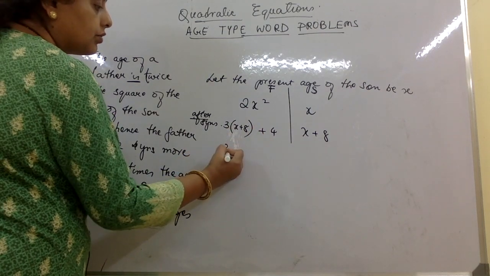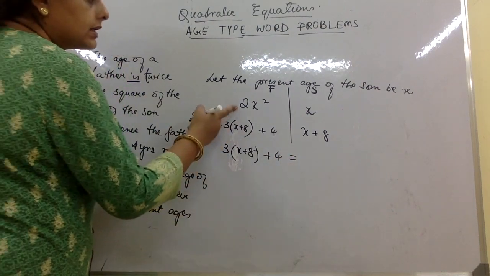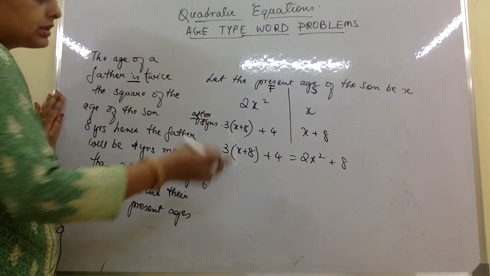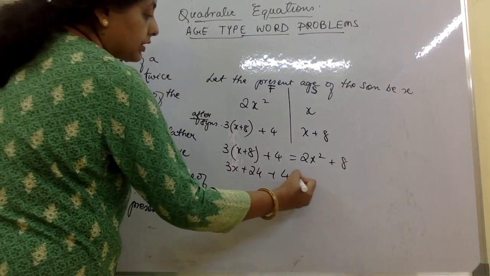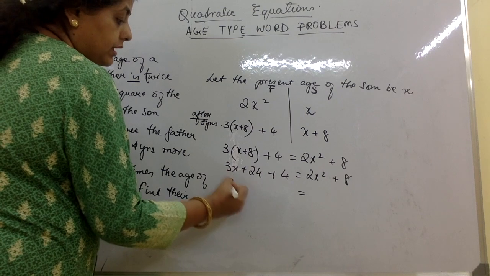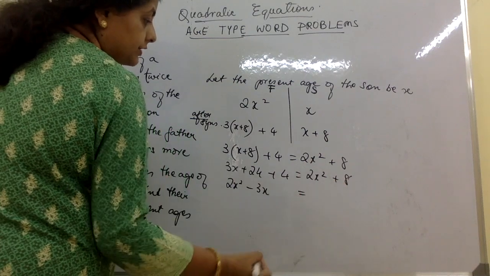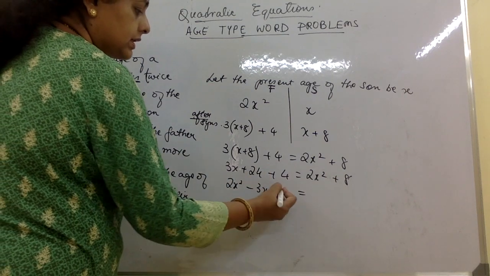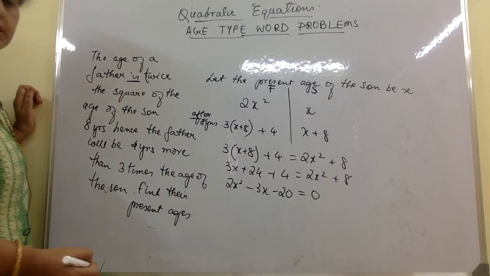This is 8 years ago, 8 years hence father's age, and that can be expressed as 2x square plus 8, right? It can be 2x square plus 8 because if you add 8 to it, you get this. So this is my equation. 3x plus 24 plus 4 is 2x square plus 8. This is how much? 2x square minus 3x, and this is 28, this side, that side 8. So if I take it that side, I get 2x square minus 3x minus 20 is equal to 0.